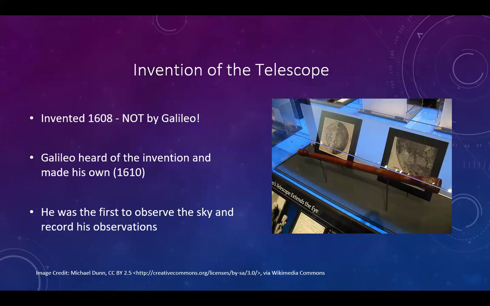And Galileo was the first person to observe the sky and record and publish his results. Given that the telescope had existed for a couple of years before he made his, he probably wasn't the first person to observe the sky, because somebody probably looked up. But he was the first person to observe the sky and actually record his results and publish.